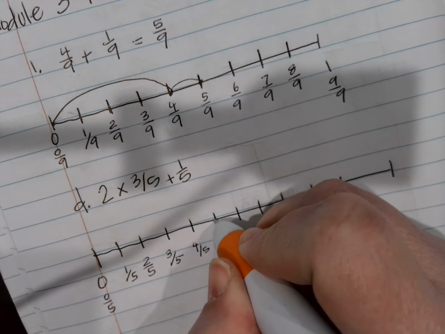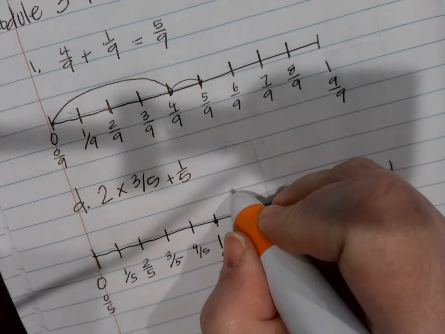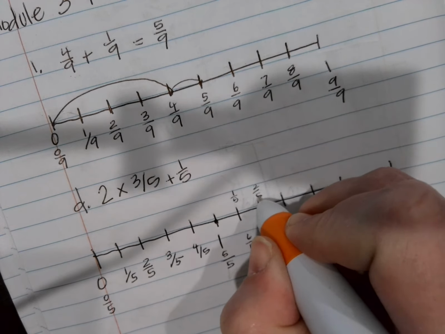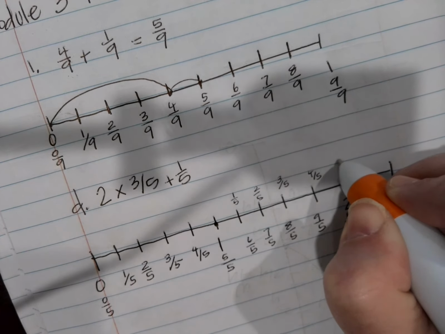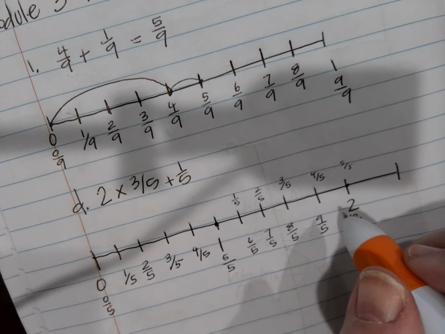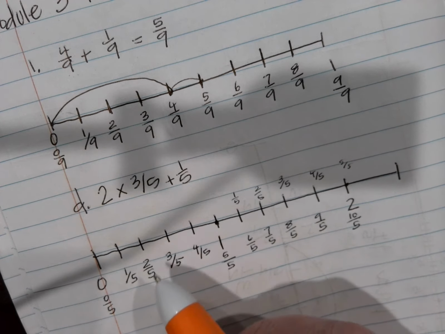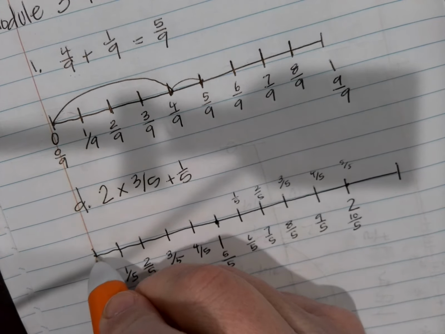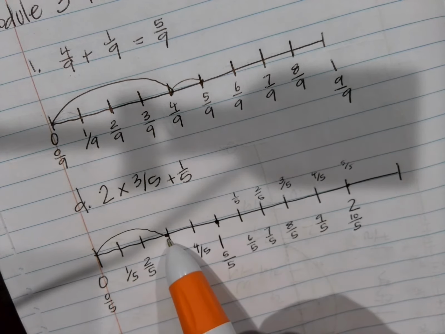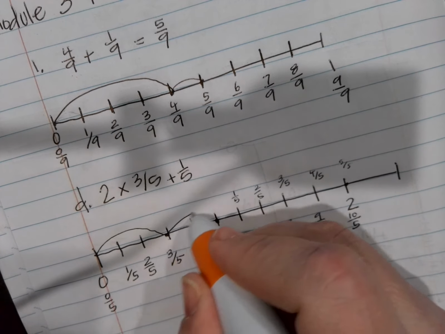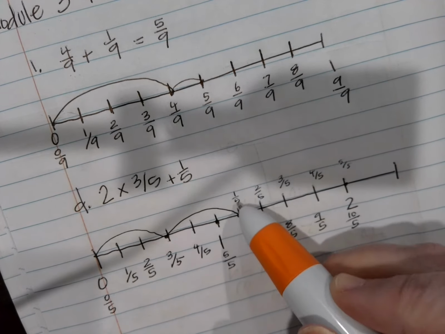Or because you hit a whole number right here and you've divided it into fifths, this can be 1/5, 2/5, 3/5, 4/5, and this would be a whole again, 5/5. Okay, so the problem is 3/5. So we go to 3/5, but we have to do that 2 times. So we go 1, 2, 3. So now we're at 6/5, or 1 1/5.